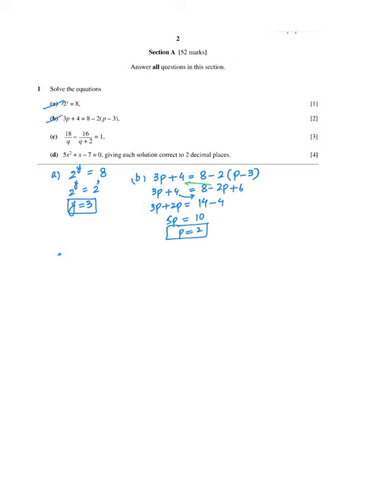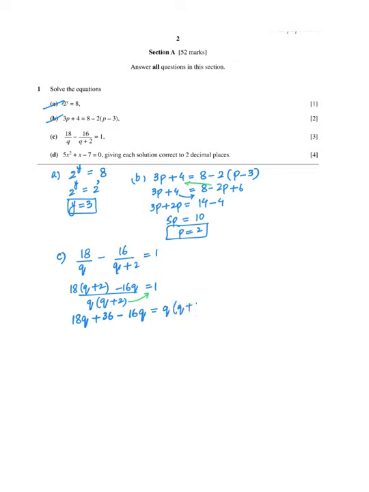After that, part C, it says 18 divided by q minus 16 divided by q plus 2 equals 1. So we are going to take the LCM here. So it will be q and q plus 2. So 18 multiplied by (q plus 2) minus 16 times q equals 1. We can expand the bracket here. So it's 18 times q plus 18 twos are 36 minus 16q, and when you shift this bracket to the right side, it will be multiplied with 1, so that will be q times (q plus 2).